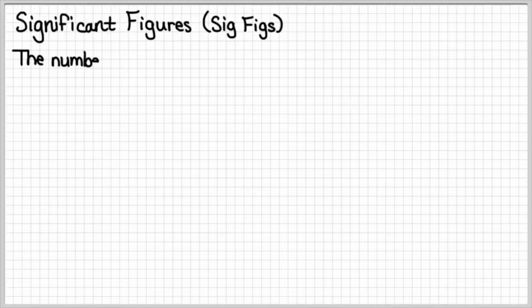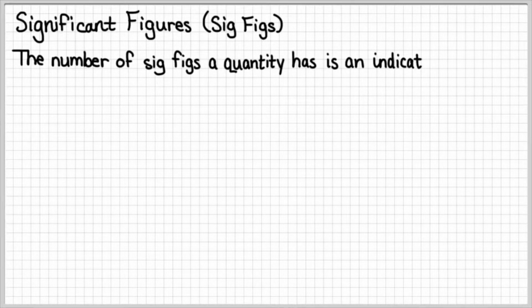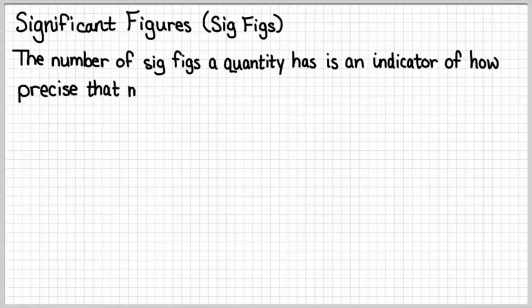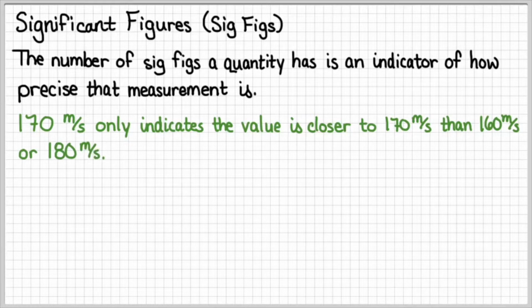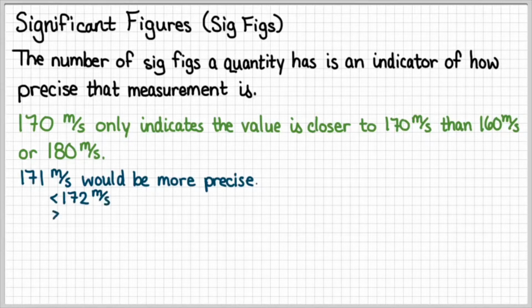Let's go through a review of significant figures, abbreviated sig figs. The number of sig figs in a quantity is an indication of how precise that quantity is. If we have a measurement of 170 meters per second, all that tells us is that the measurement was closer to 170 meters per second than it was to 160 or 180 meters per second. If we knew that it was 171 meters per second, then that's much more precise because we now know it's closer to 171 than it was to 170 or 172.